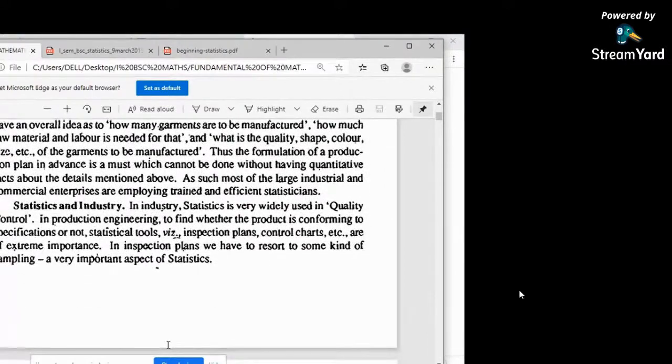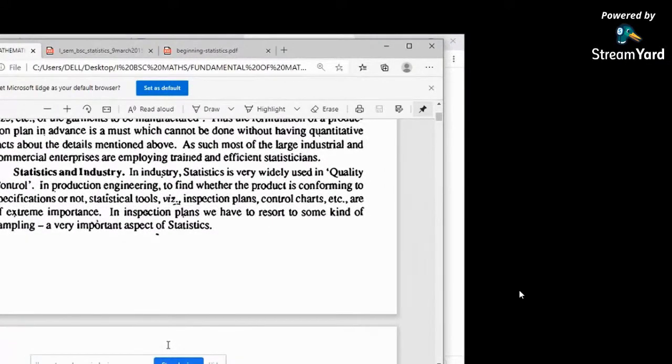Okay, statistics and industry. In industry, statistics is very widely used in quality control, in production engineering, to find whether the product is conforming to specifications or not. Statistical tools, inspection plans, control charts, etc. are of extreme importance. In inspection plans, we have to resort to some kind of sampling, which is very important.